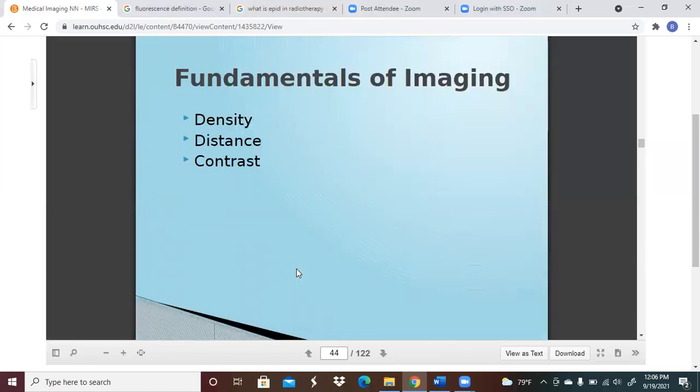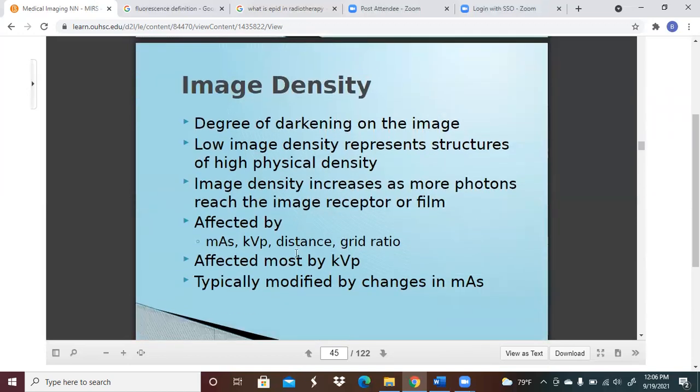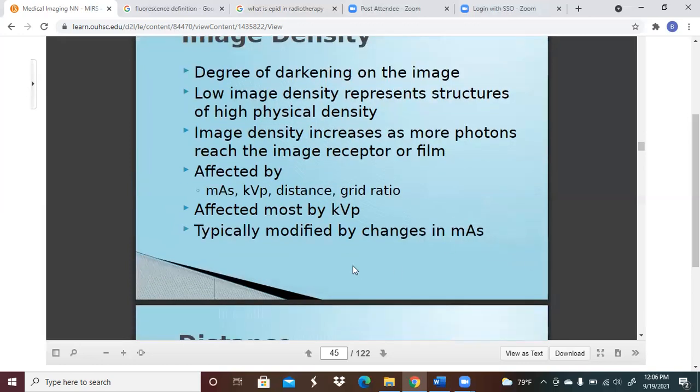All right, so the fundamentals of imaging. You've got image density. You've got the degree of darkening on the image. Low image density represents structures of high physical density. Image density increases as more photons reach the image receptor or film, and it's affected by the mass, the kVp, distance, grid ratio, most of all your kVp. And it's typically modified by changes in your mass.